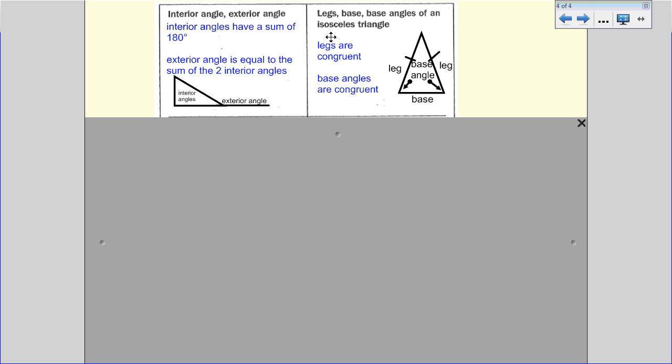We then are going to talk about the legs, the base, and the base angles of an isosceles triangle. So the legs are the 2 congruent sides. Base angles are the angles opposite those sides. The base is just that 3rd side, the non-congruent side. And then what we need to remember, what we learned from there, is not only are the legs the congruent sides, but the base angles are those 2 congruent angles.